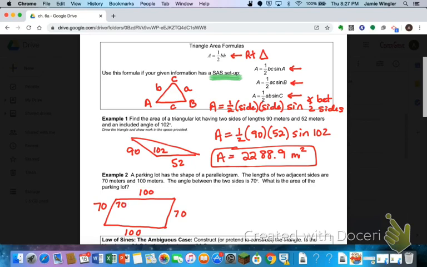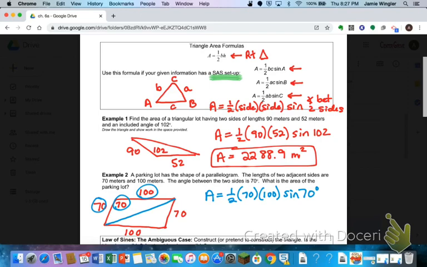So what we're going to have to do is make a triangle. We need to draw our triangle so that it does not touch the given angle. We use these two sides and the angle between them to find the area. So it's going to be 1/2 times side times side times the sine of the angle between them. That's the area of one triangle.